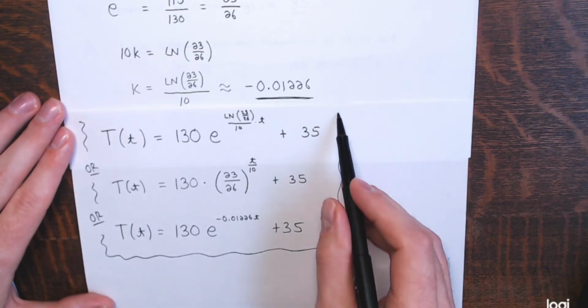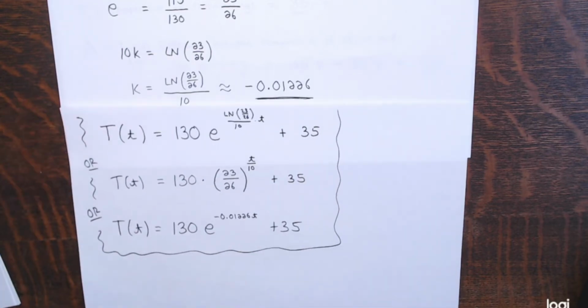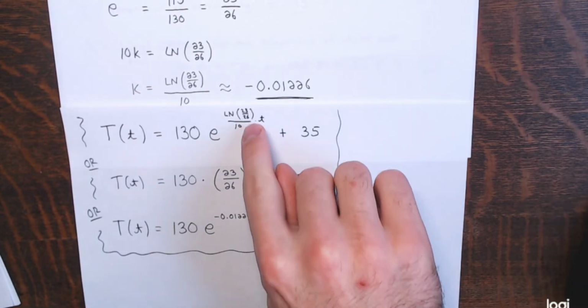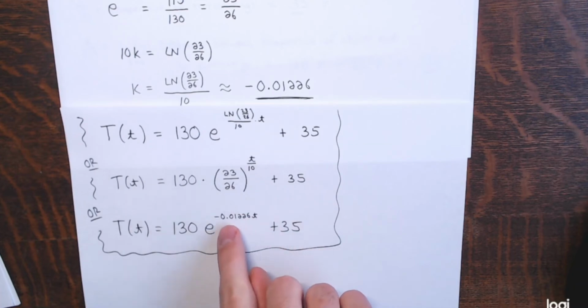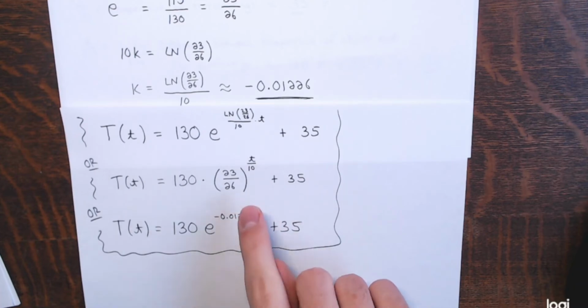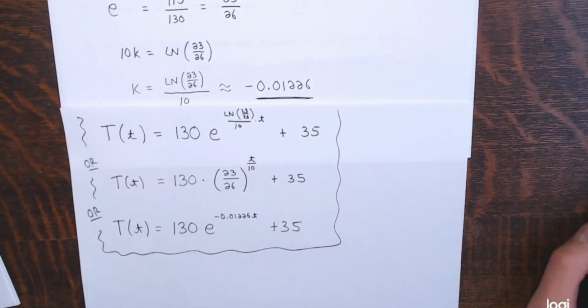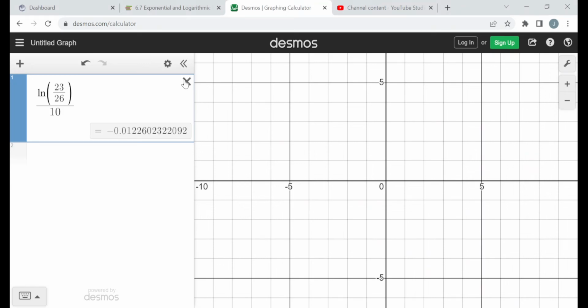All right, and I'll show you. I'll put up a graph of each of these functions on that Desmos site, and we'll see that the first two are exactly the same. The third one, because of the rounding, isn't exactly the same, but it's so close that it'll basically look the same. All right, so let me show you that here.